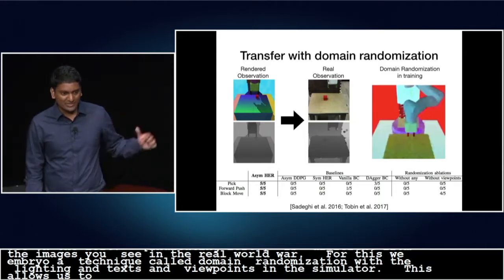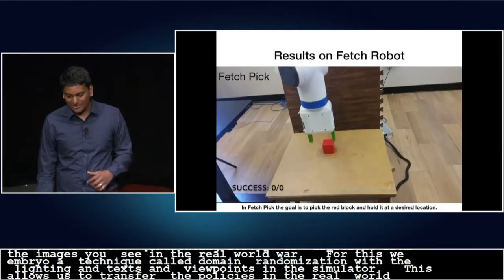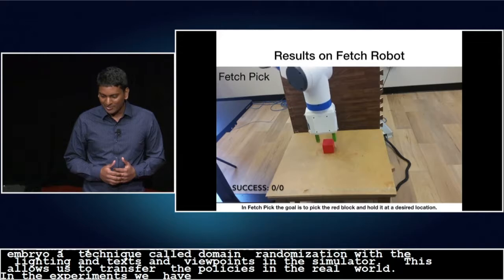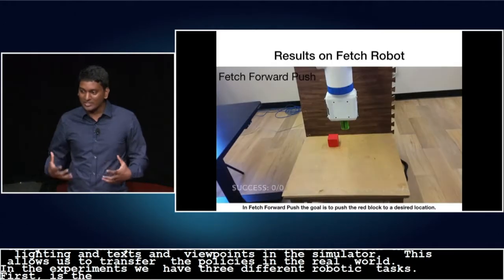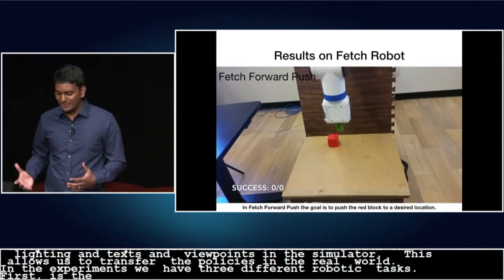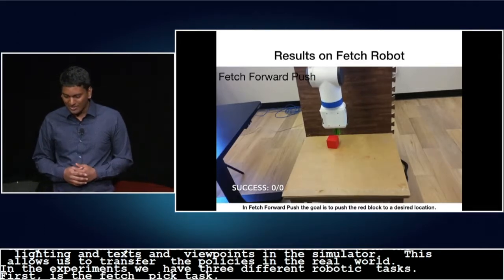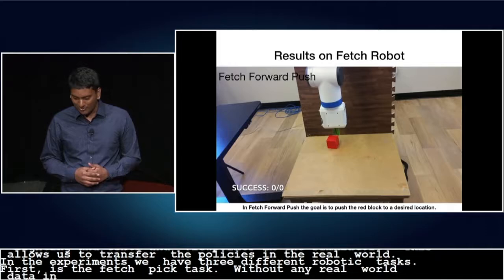In our experiments, we have three different robotic tasks. The first one is the fetch pick task. Note that it's able to do this without seeing any real-world data in the training phase. This is an example of a robot pushing this object forward.